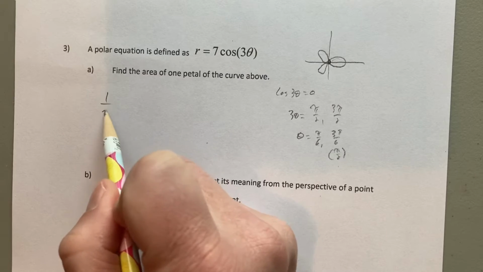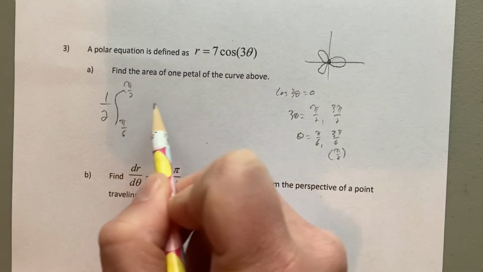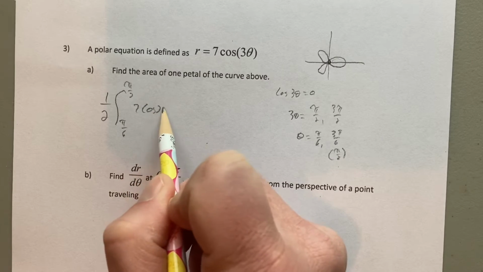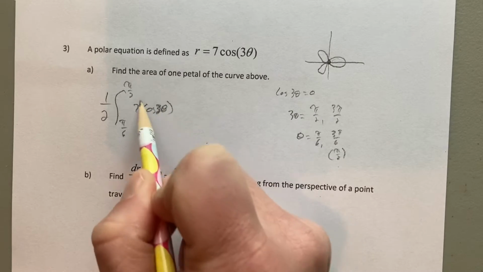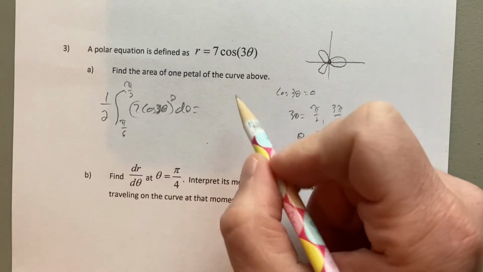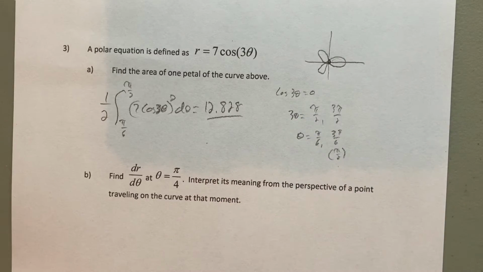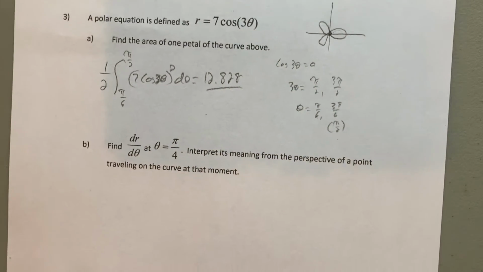And so I'm going to go 1/2 times the integral from pi over 6 to pi over 2 of 7 cosine 3 theta squared d theta. You put that on a calculator, you should get 12.828. All right. So that's our area of one of those.